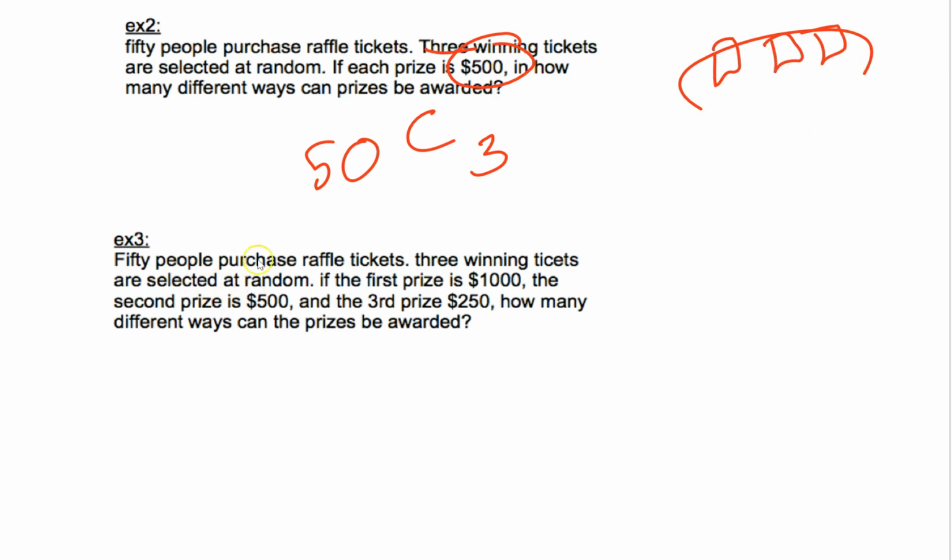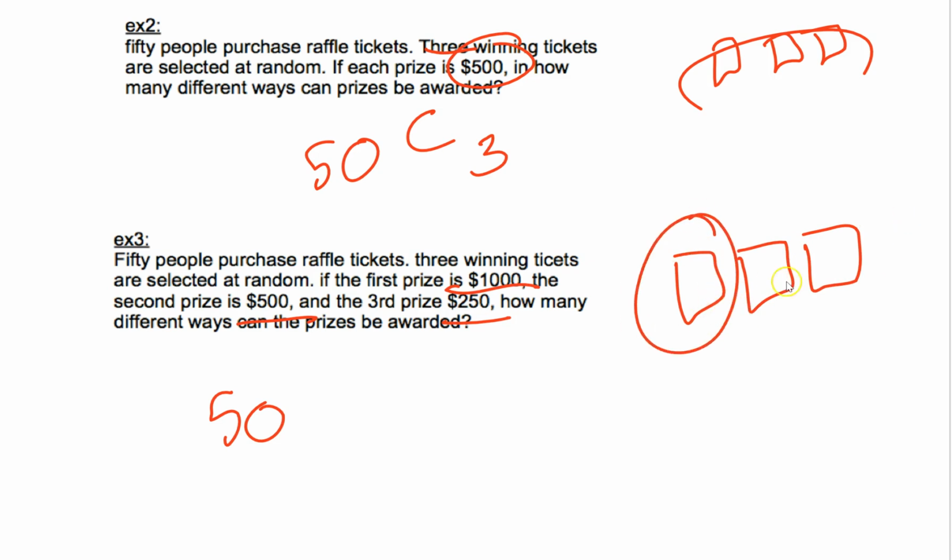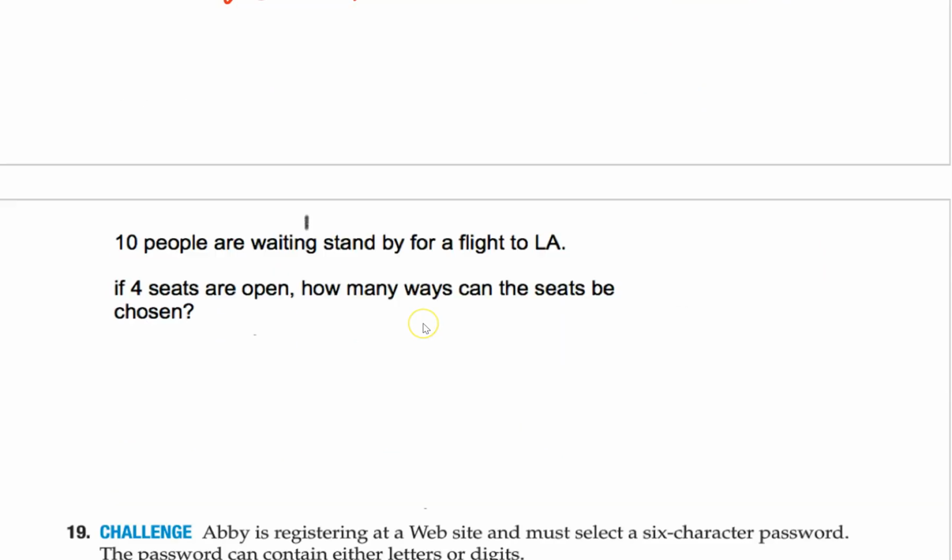This one, though, 50 people were selected for raffle tickets. 3 winning tickets. First prize gets $1,000. Second prize gets $500. Third prize gets $250. So now does it matter if you get picked first, second, or third? Yes. I want to go first. I want the grand. I don't want the third place. So 50P3. Alright, so in the first one order doesn't matter; in this one order matters. The next couple are a little tricky.